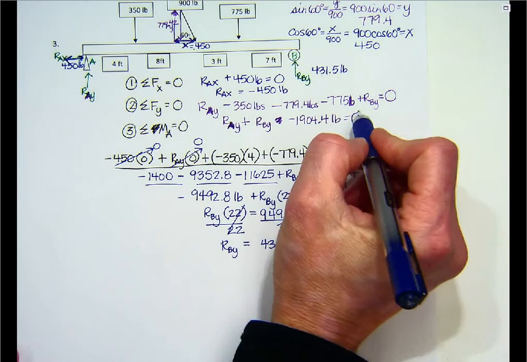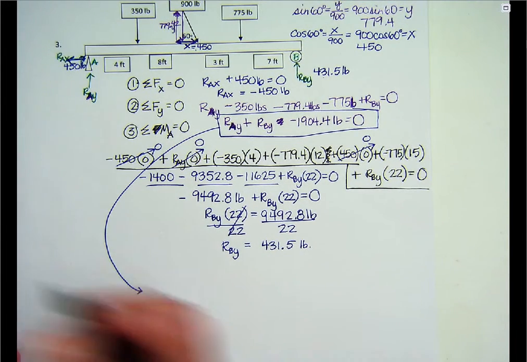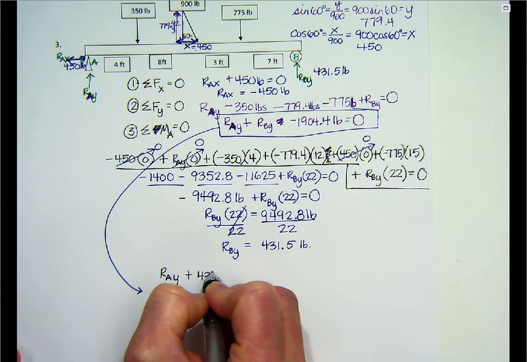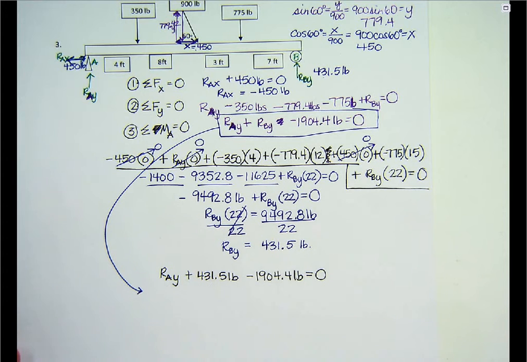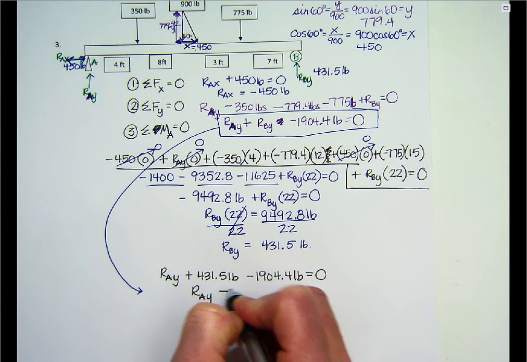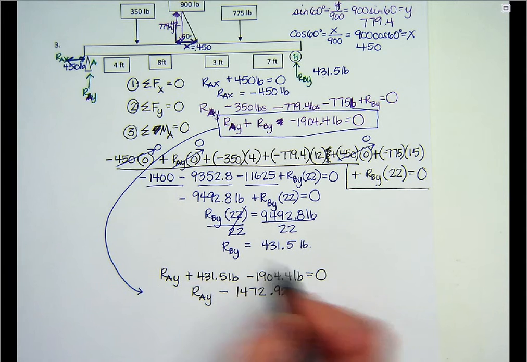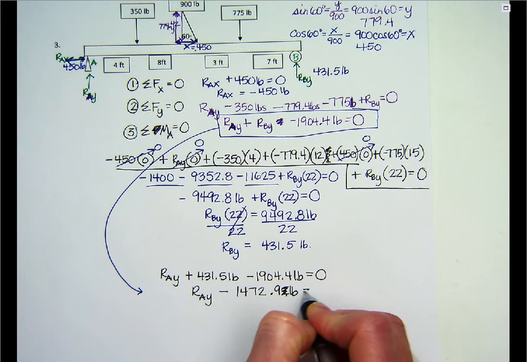And then I want to go back to this equation right here where I had two variables, and I'm going to work it out down here. The reaction force at A in the y direction plus the reaction force at B, which we just found to be 431.5 pounds, minus 1,904.4 pounds has to equal 0. And I get RAY minus 1,472.92. Oh, I put that as a 1, that's why. Pounds equals 0.